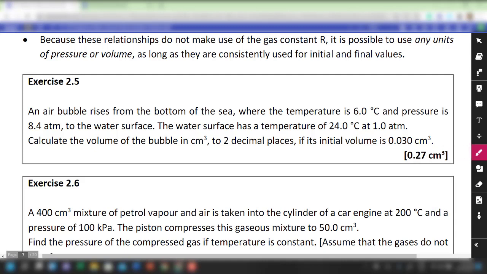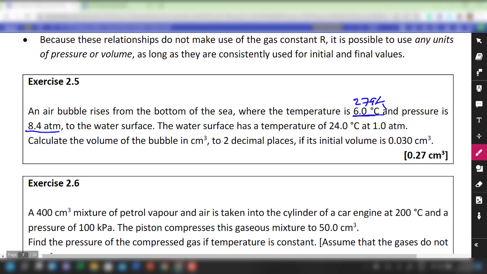You were told that an air bubble rises from the bottom of the sea where the temperature is 6 degrees Celsius. Pressure is 8.5 atmosphere. So again, temperature definitely must convert. So maybe we can try to do the conversion first. We have 6 degrees Celsius, so 6 plus 273, that will be 279 Kelvin. Pressure I don't need to convert because I can leave my answers in atmosphere.